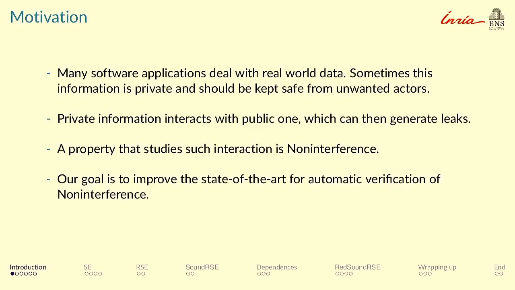So the motivation of this work is to talk about software that has confidential information that can be attacked by unwanted actors. This private information is going to be working alongside public information, and this public information can then generate leaks of this private information. The property that studies such interaction is non-interference, and our goal now is to improve the state of the art for the automatic verification of this property.